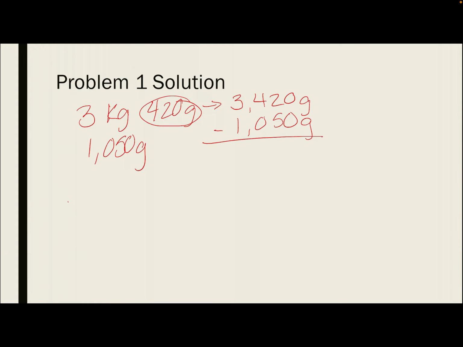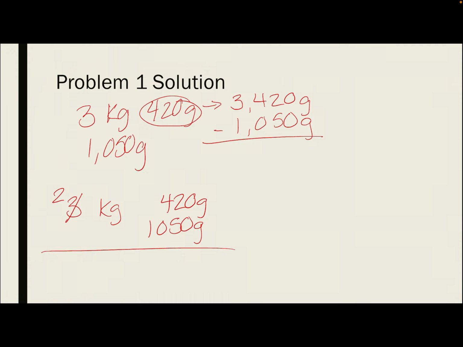If we did it that way, we would write out 3 kilograms, 420 grams, and 1,050 grams. Now, you can't subtract 1,050 grams from 420 grams, so we would have to go ahead and regroup one of these kilograms into grams. And if we do it that way, it should look like this, where all you had to do was take one of these kilograms, add it to the grams here in the thousands place, because 1 kilogram equals 1,000 grams.